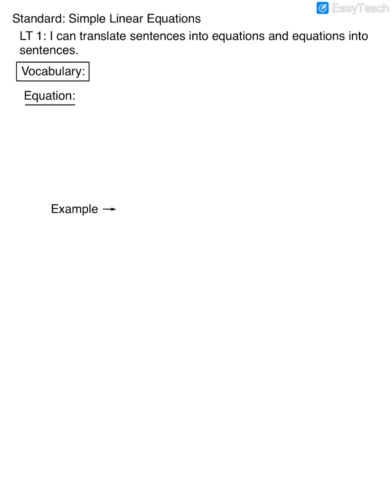Today's lesson is the first learning target of our new unit, which is about simple linear equations. The first learning target states that I can translate sentences into equations and equations into sentences. This one is very similar to the first learning target of the last unit, where we were taking algebraic expressions and putting them into verbal expressions and then vice versa. So here we first need to start with: what is an equation?